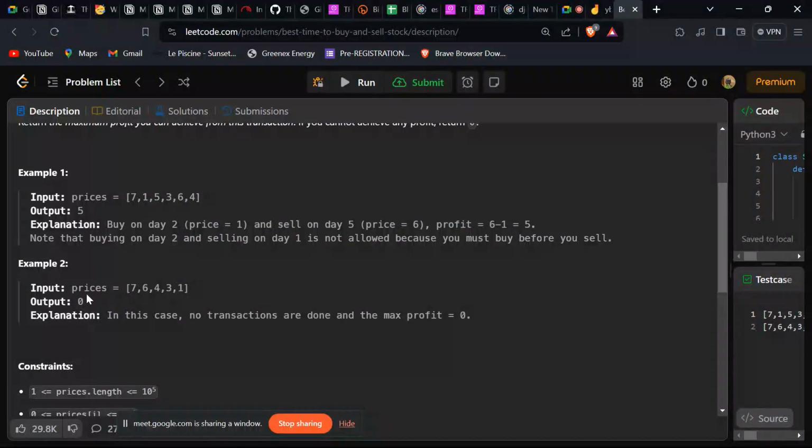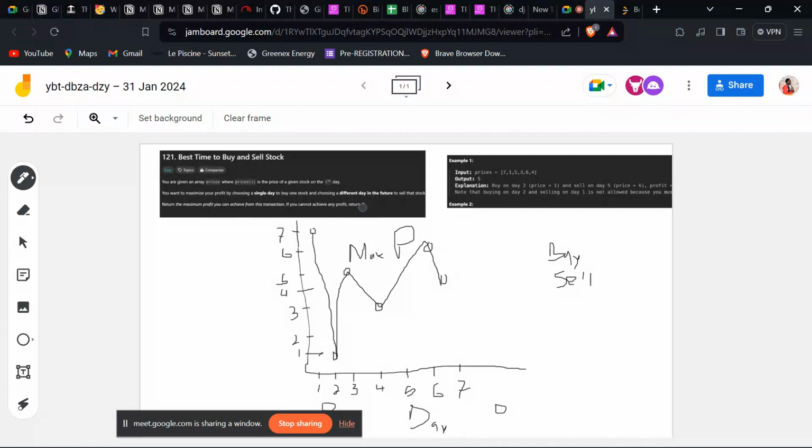And then let's take example 2. You can see this particular example here. The output is 0. That's an example where there's really no profit. So when there's no profit, the question was telling us right here that we return 0. Yeah, so that's just kind of the analogy.